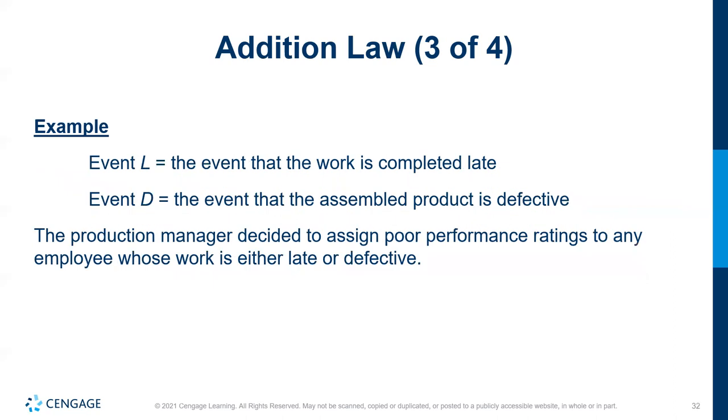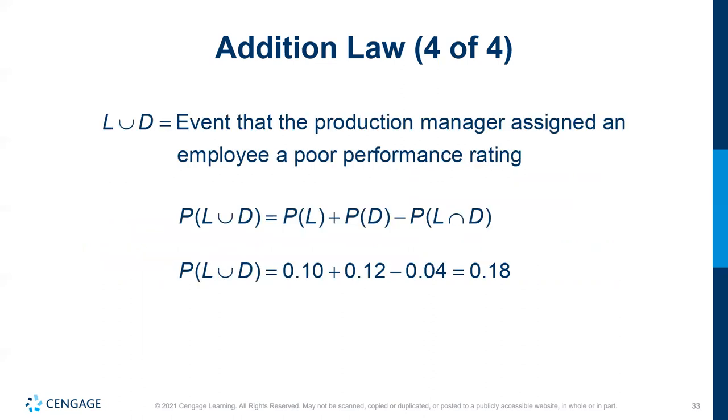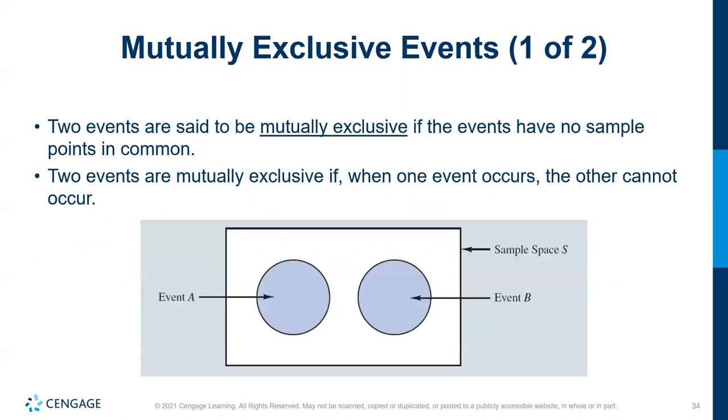All right, so the event L is the event that work is completed late, and the event D is the event that it's defective. If we want to assign our ratings based on that, we can find the probability that it's late or defective. We take the probability that it's late plus the probability that it's defective minus the probability of the intersection of those two. So 18% of people in there are late or defective.